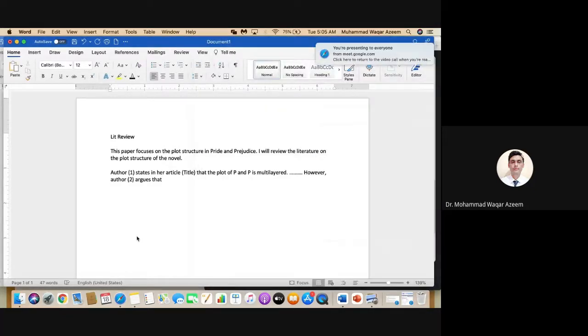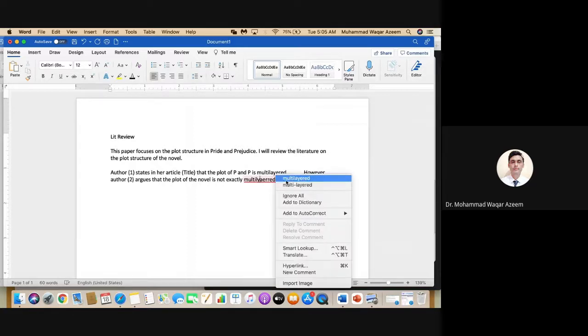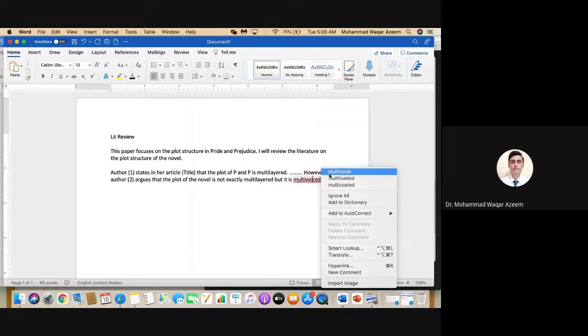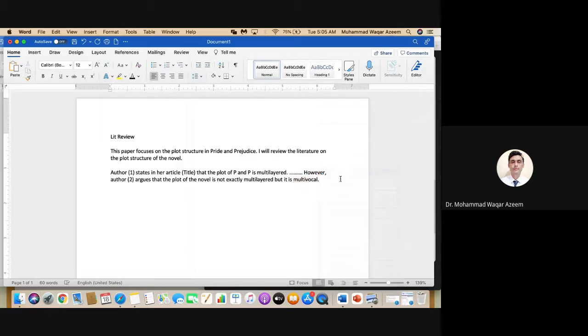Okay, sorry, I was away a little bit. However, author two argues that the plot of the novel is not exactly multi-layered, but it is multi-voiced. Okay, let's use the word multivocal.